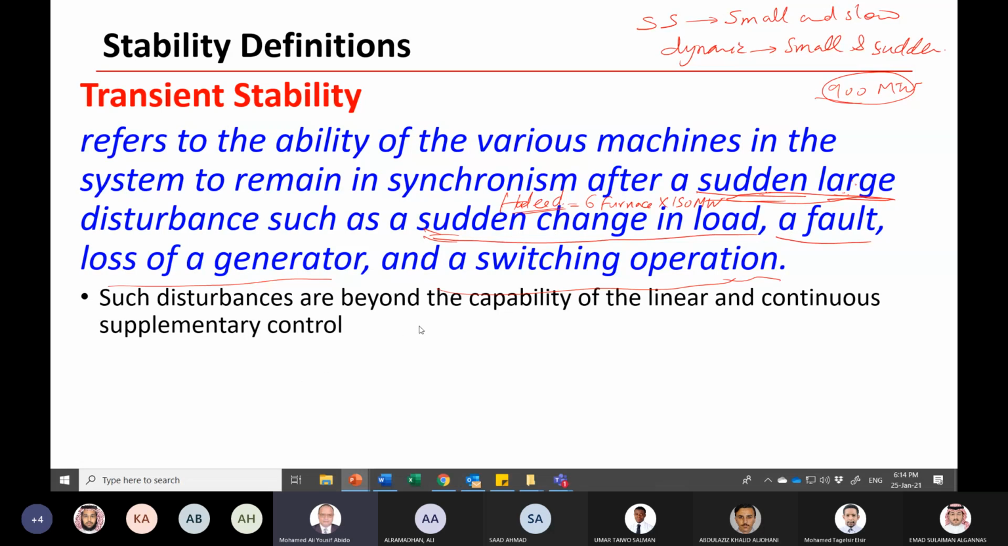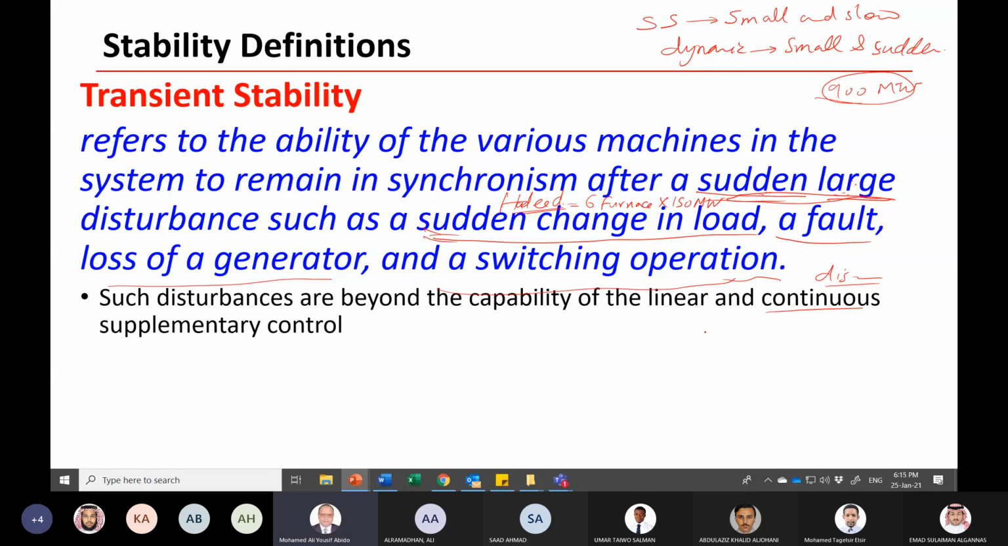Such disturbances are beyond the capability of the linear approach. Now, sudden and big, you cannot linearize the equations here. So the equations will be nonlinear differential equations, and maybe continuous supplementary control. Yani, beyond continuous supplementary control, you may need some aggressive actions, discontinuous or discrete actions on the control.